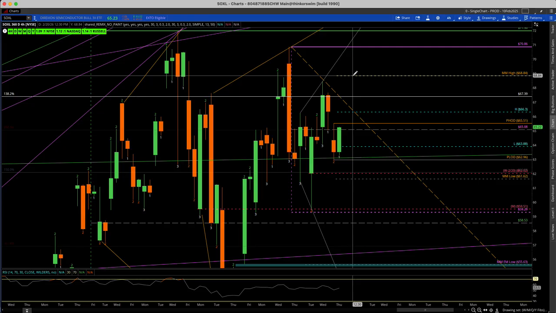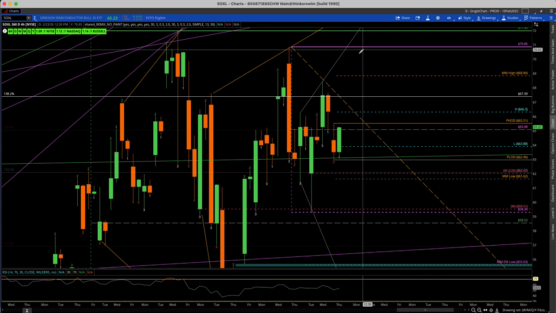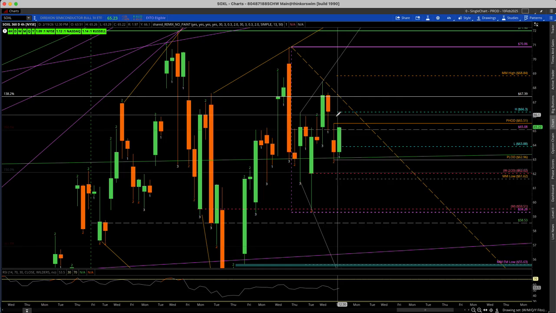And just as a reminder, that's not an end-all be-all level, so price doesn't have to stop there. We can obviously go through it. It's just 70% of the time price will stay within that range, right? So that's what we've got to the upside.